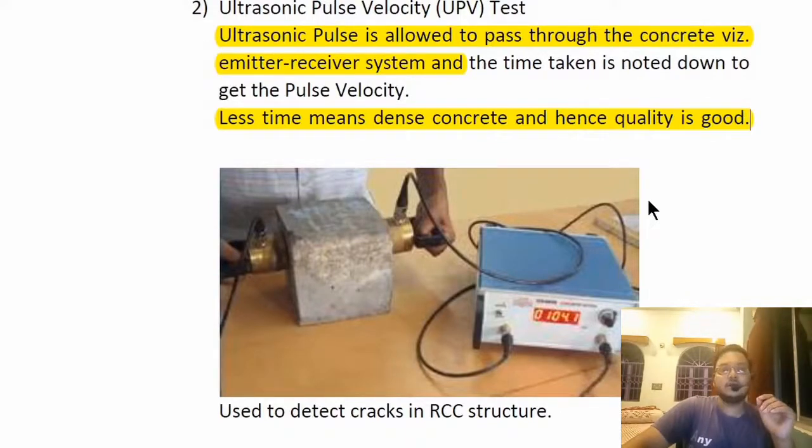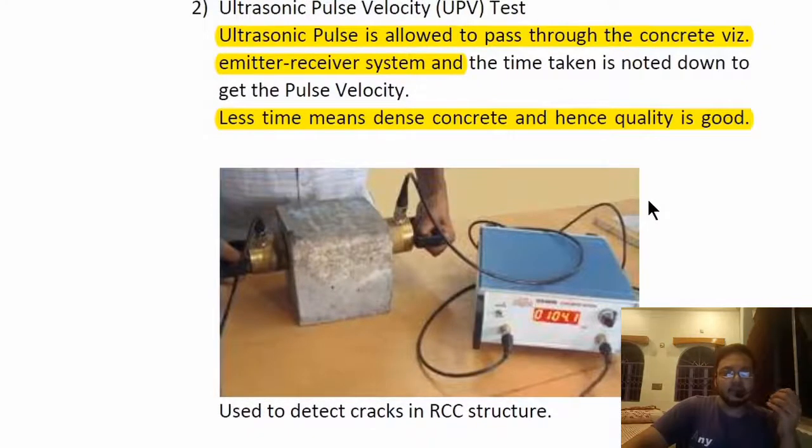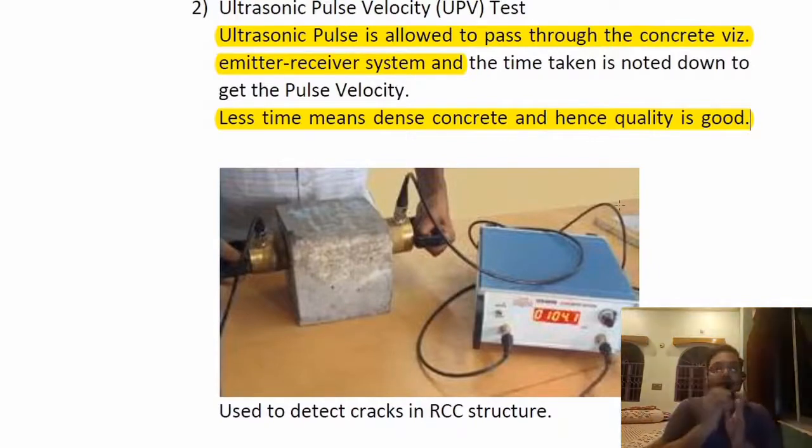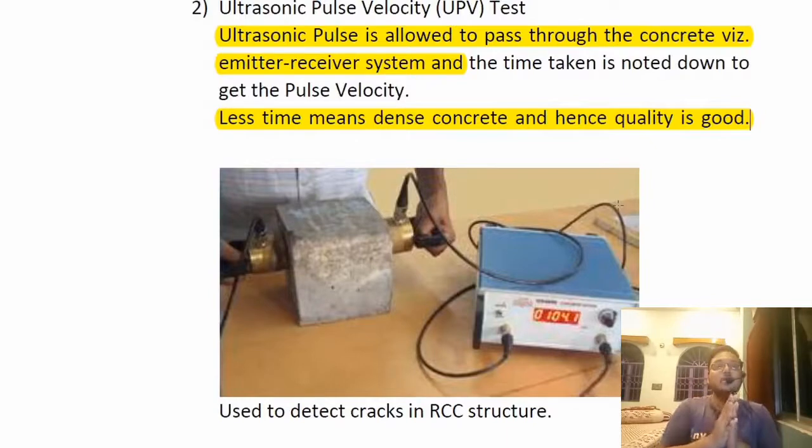So as you know, sound travels much faster in solid materials as compared to liquid or gaseous materials. So if by chance any cracks or cavities are present in that particular specimen, the presence of that cavity or crack won't allow the velocity to pass properly, as it does in a homogeneous concrete specimen where you get completely concrete material.